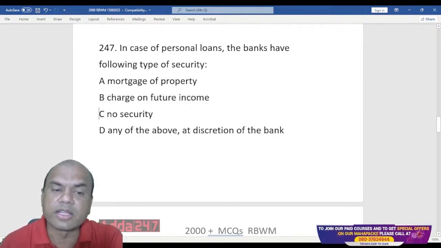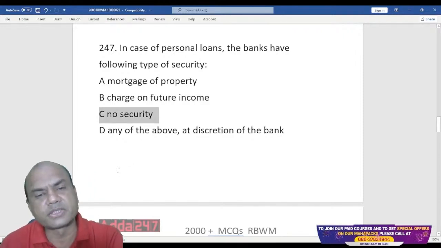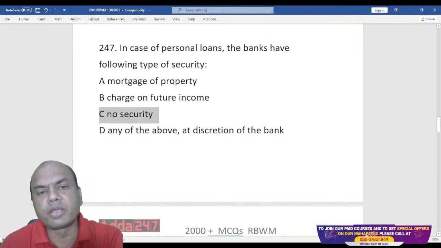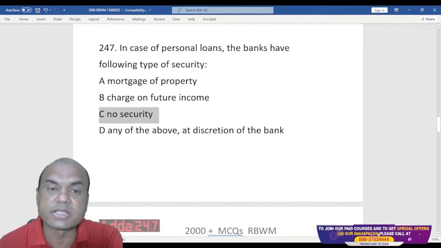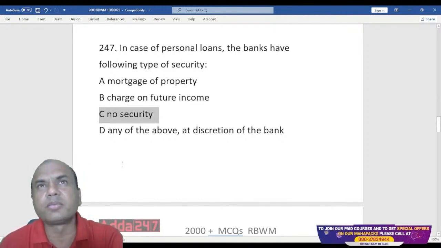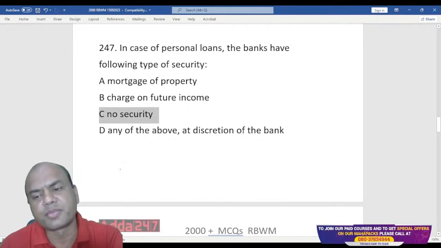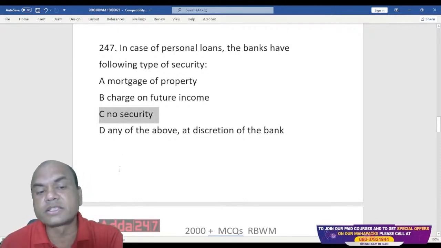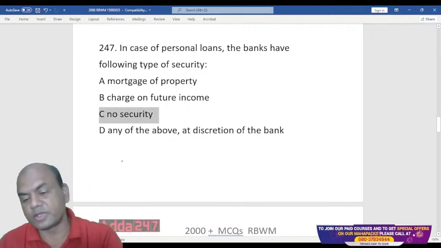No security, that is the answer. In personal loans, there is no security. PL is given nowadays merely on the basis of the CIBIL score, only on the basis of the CIBIL score. So that's why in case of personal loans, no security is taken. Next one.